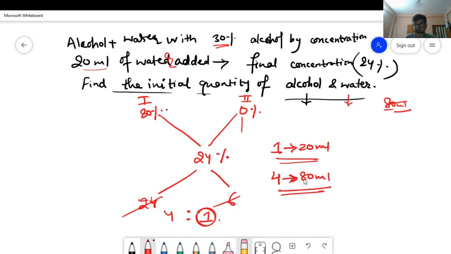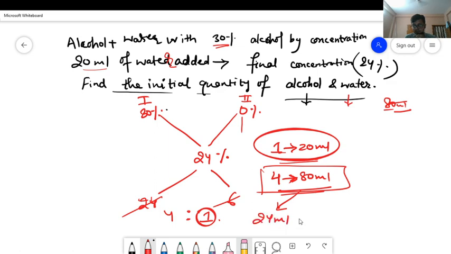It is rated 30%, right? 80 ml was present, and we added 20 ml afterwards. So 30% alcohol means 24 ml of alcohol, and the rest is water.